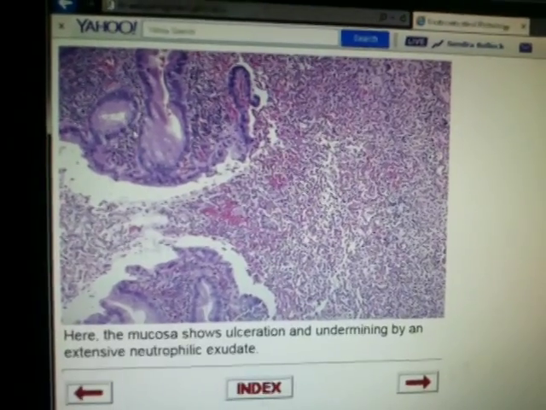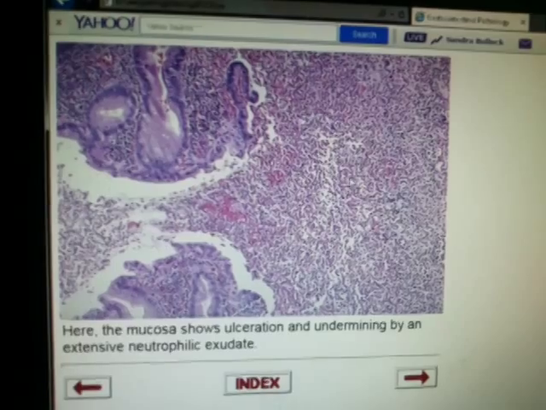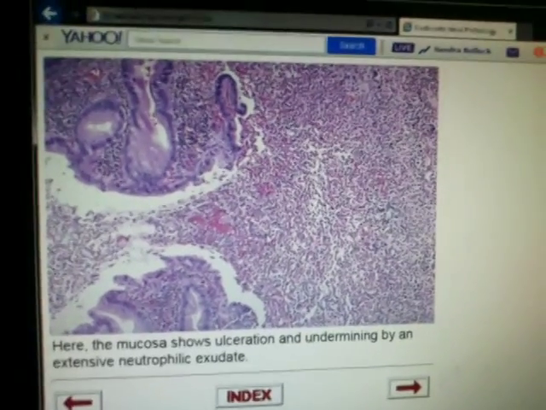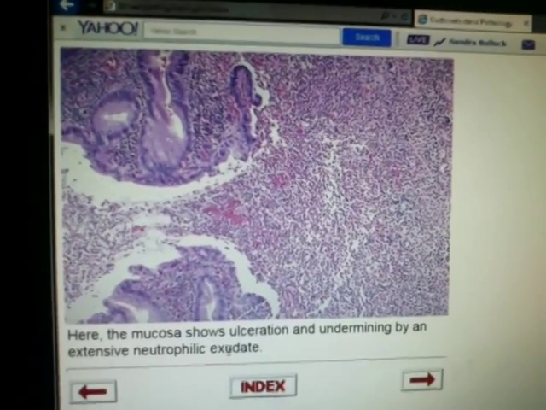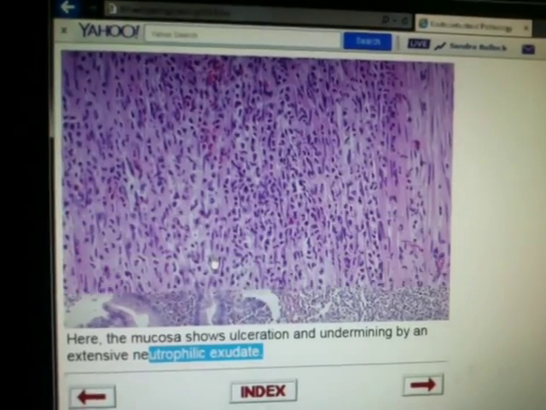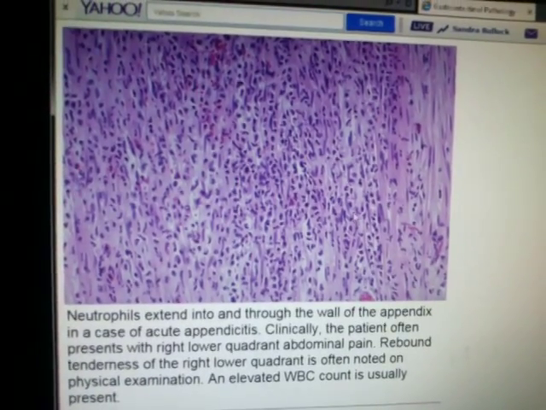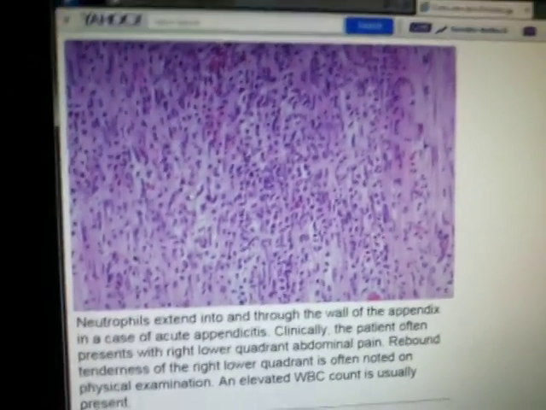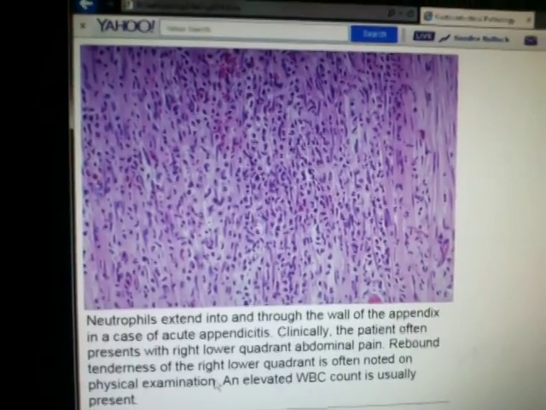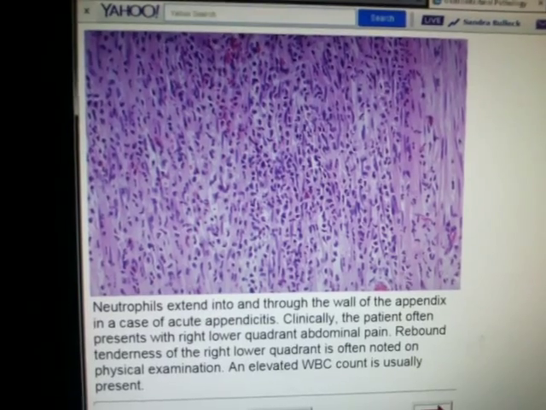This is the normal mucosal crypt, and the submucosa and lamina propria are infiltrated by very heavy inflammatory cells, usually neutrophils, which form the neutrophilic exudate. This is the higher magnification of the muscular layer of the appendix, which is infiltrated by neutrophilic inflammatory cells, and as we said, the patient will have elevated white blood cells.